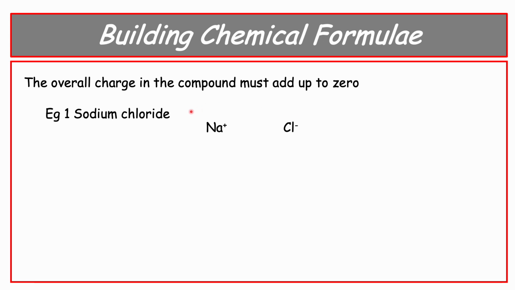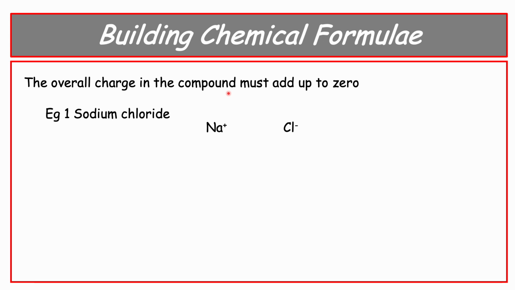The rule is that the overall charge in any compound, so sodium chloride, must add up to 0. The reason for that is that it makes the compound stable. If the compound was charged, it wouldn't be stable, it'd be very reactive, and the element probably wouldn't provide the right conditions needed for life, for that extra stability that we need.